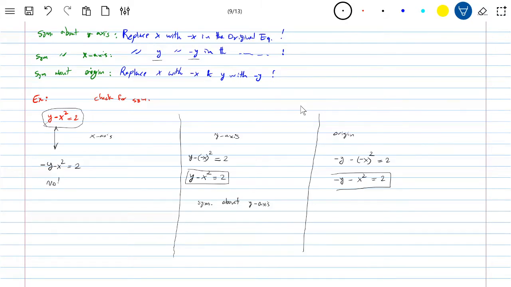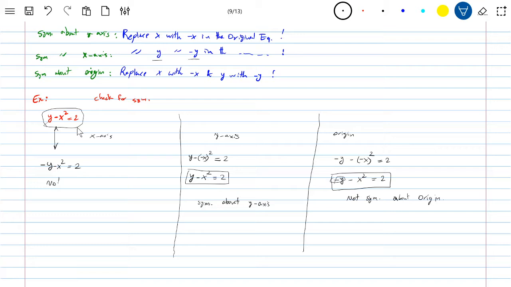Is this the same as the original equation? And the answer is no, because this one has a negative. So it's not symmetric about the origin. So we only have one symmetry in this case, and it's a symmetry about the y-axis.